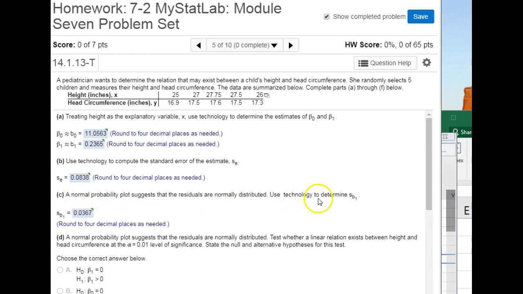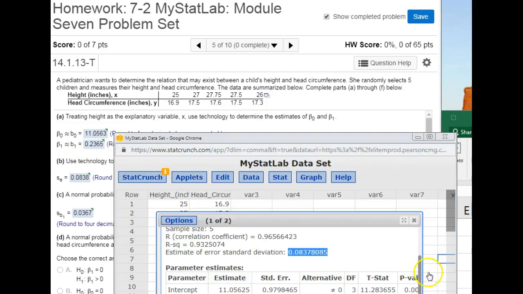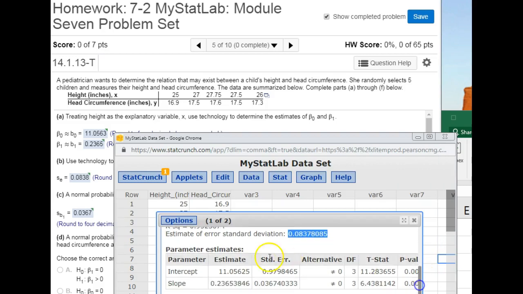And so we're going to use technology to determine now the standard error of B sub 1, which remember goes along with the slope. And so you would look down here in this first chart, and the standard error that goes along with slope is listed right here, that's what you want.